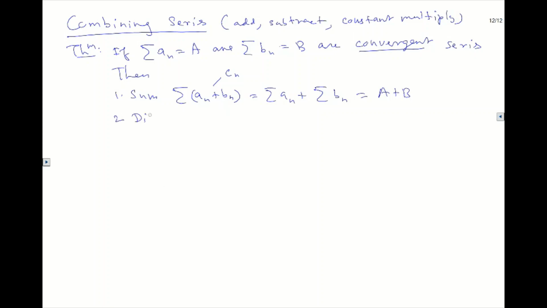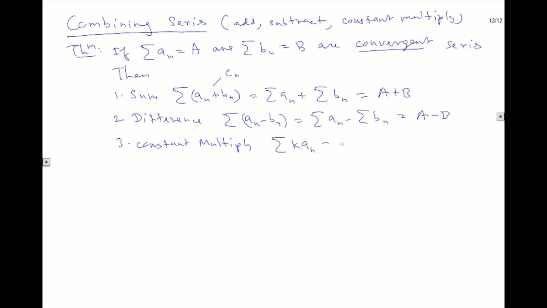And the difference. It's very similar. If you have an minus bn, you can do the same thing. You can split it, so it is a minus b. And then you can do constant multiples. If you have a constant k times an, you can just pull the k out, so it is k times sigma an.